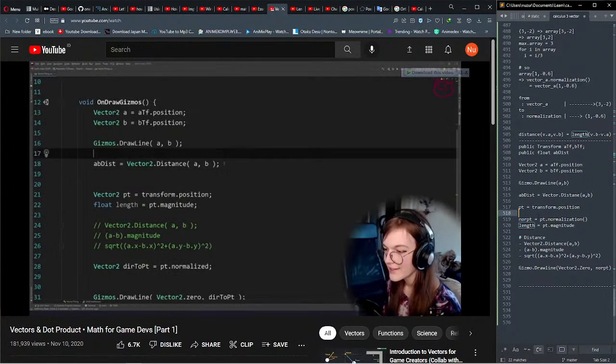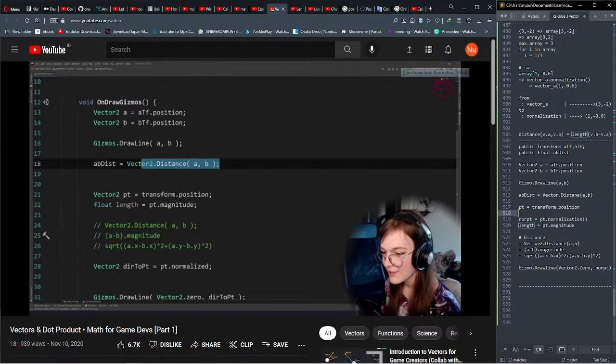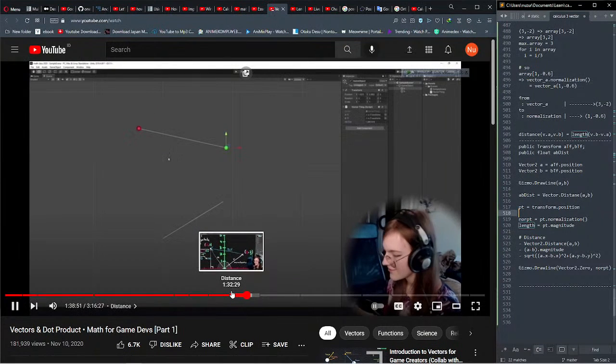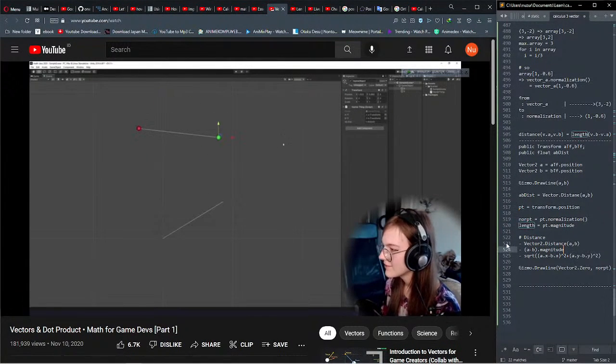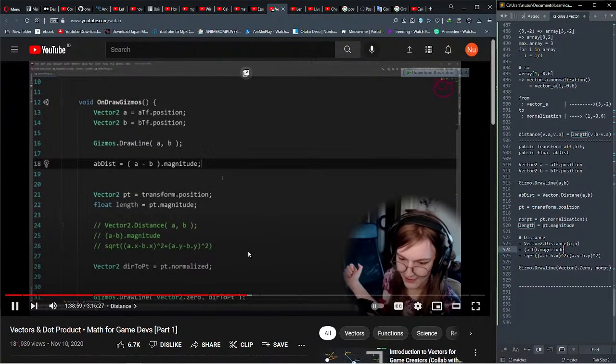Yeah. So that's how you use it in practice. And again, the distance value is going to be exactly the same thing if we do a minus b dot magnitude. So we can compile this. It's going to work. And yeah, still have the same distance. Any other questions before lunch? Any thoughts?